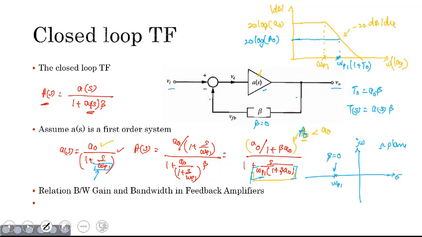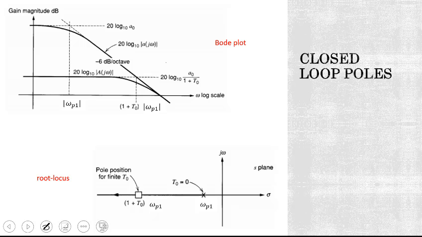So what happens when we try to increase the value of beta? That creates a kind of feedback, and as you would have already studied, as we increase the value of beta, the pole tends to move towards the left side, right? At a particular value of beta, let us assume our pole has shifted from here over here, and this frequency is given as omega p1 times 1 plus T0. The same kind of graph I'm going to show in this particular slide.